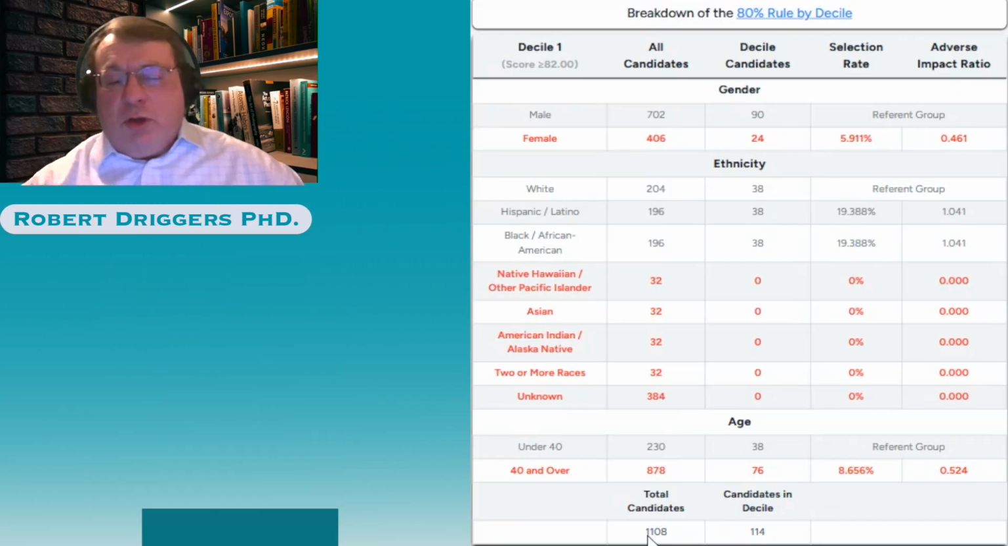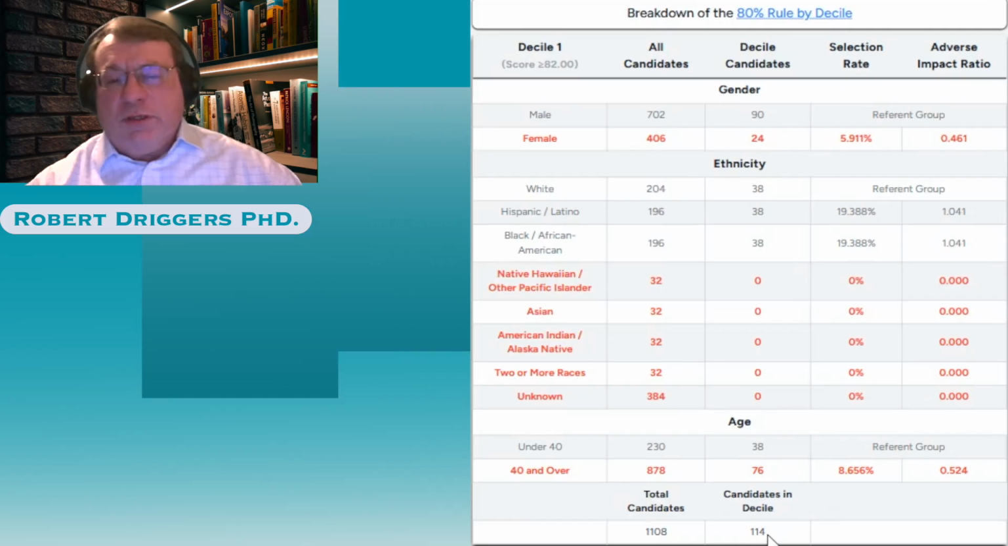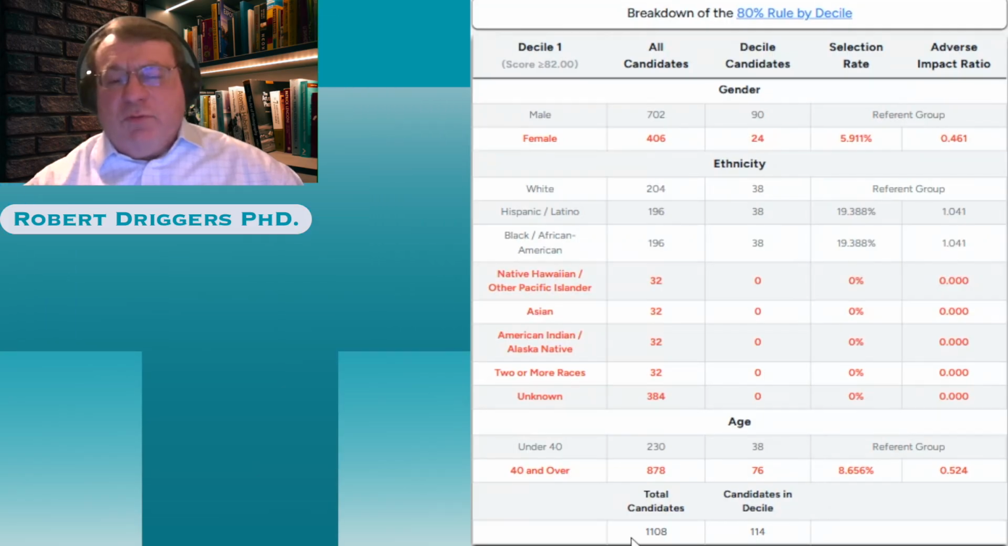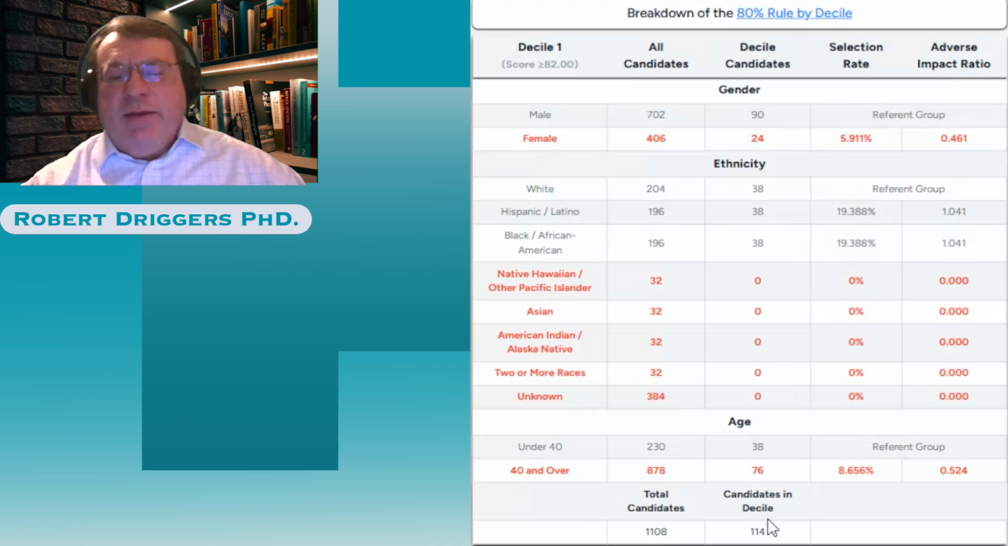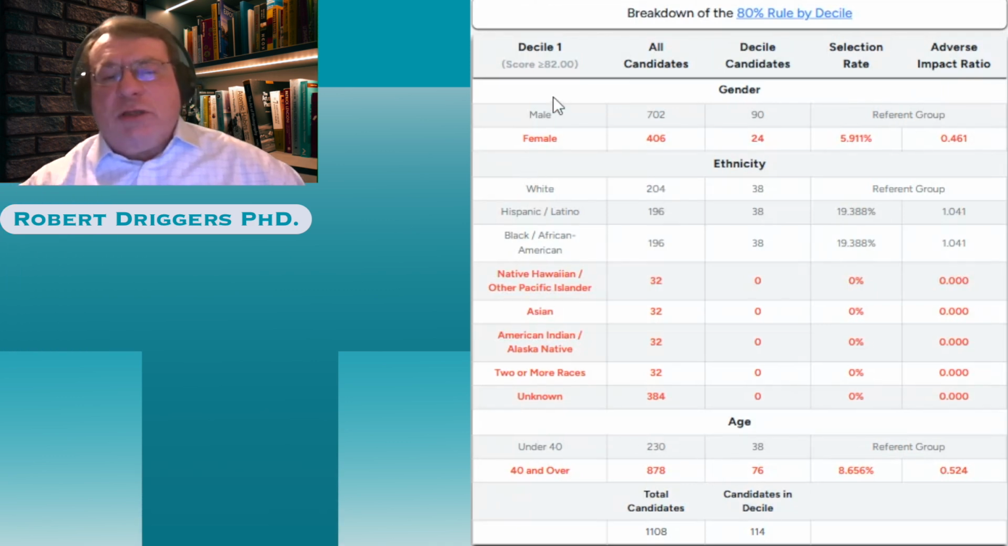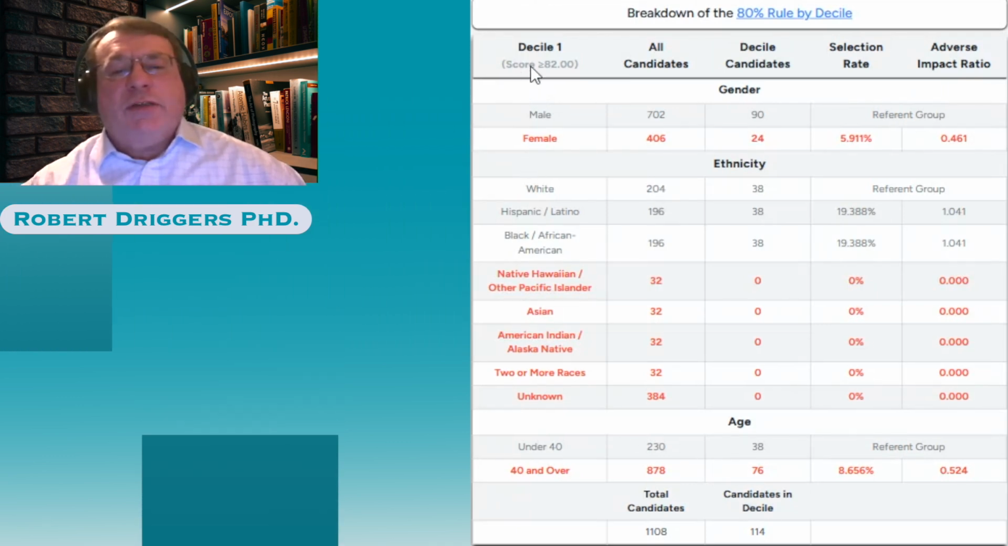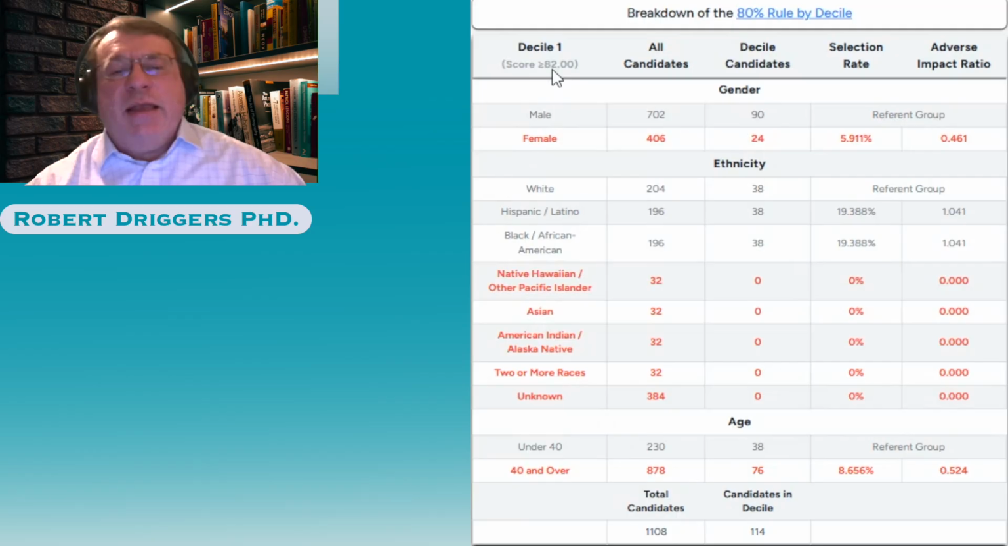Another wonderful feature of this report is that it allows you to keep an eye on your numbers. So your total candidate count is 1108 and your candidates in this decile are 114. This can be very useful when you're trying to look at all the deciles and keeping track. So I promise you that this will make more sense when I look at decile 2, and I'm going to make that happen. Notice how the score up here, the score for decile 1, the cut score is 82.